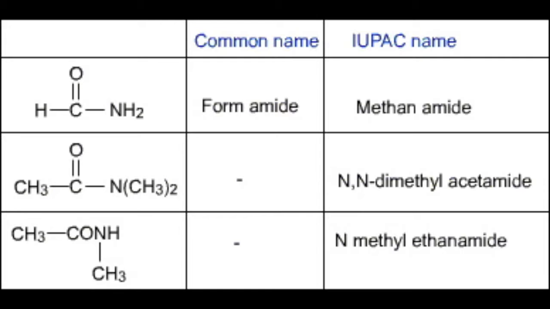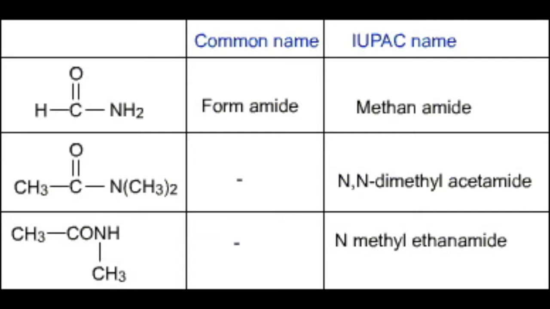The name of the amide can be considered to be in two parts. The first half comes from the amine. For example, if the amine is methylamine, the amide's name starts with methyl. The second half comes from the acid. To do this, the suffix oic is replaced with amide. For example, acetic acid will become acetamide.